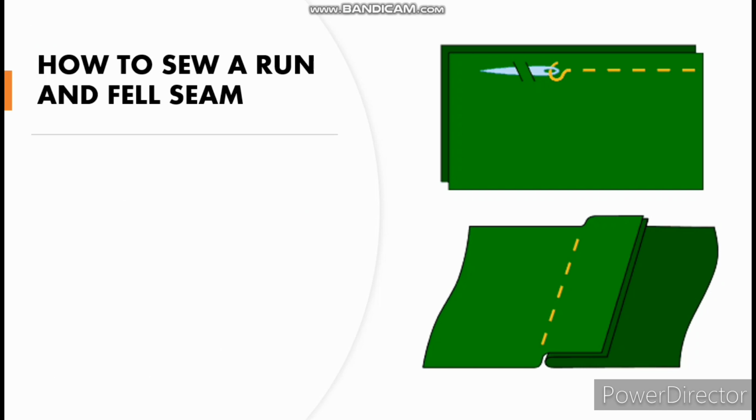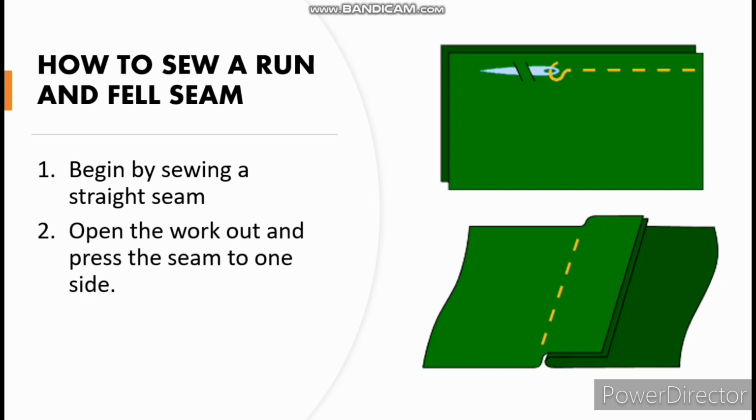How to sew a run and fell seam. How do we sew it? How am I going to make it? Now, the first one, begin by sewing a straight line. You can see from the picture there. Secondly, open the work out and press the seam to one side.